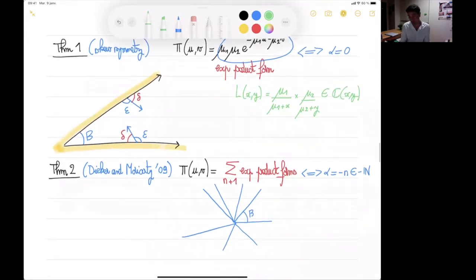And for sure, just by linearity of the Laplace transform, we have exactly the same results in the case of Dicker and Moriarty. We know that L, whatever it is, has to be a rational function of x and y. Yeah, so for me, it would be a bit better to look at this property than looking at this exponential product form property.